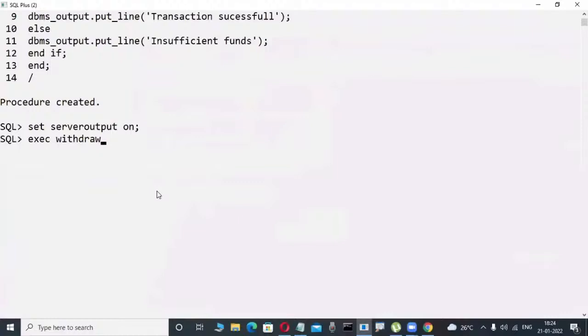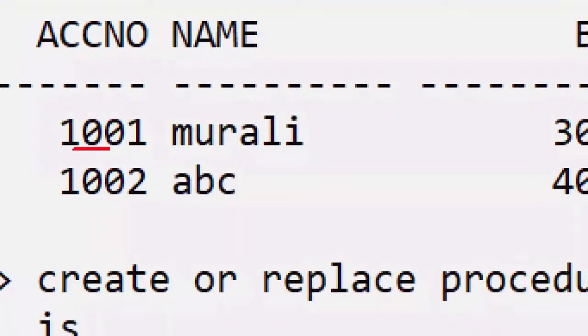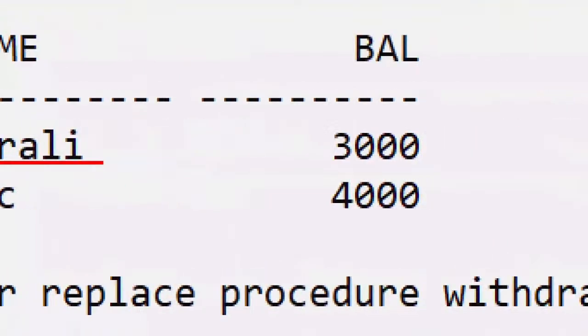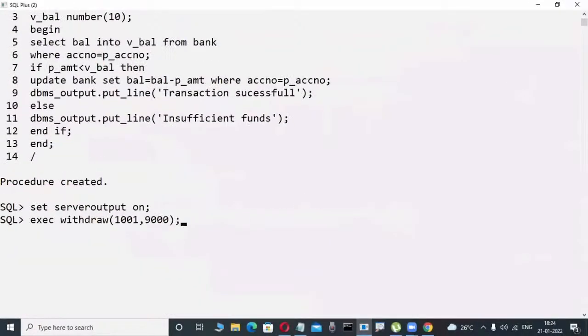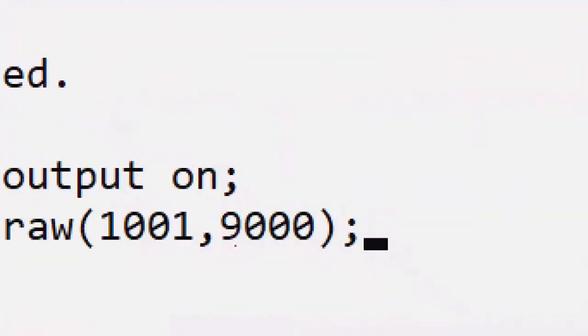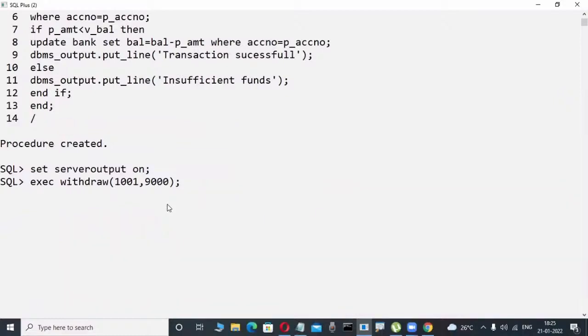Okay, fine. Here my account number 1001 I'm passing, comma, I try to withdraw 9,000 rupees, for example. Observe the scenario logically in this table: 1001 is my account number, Murali my name. My balance is how much? 3,000 is the current balance in my table. I try to withdraw 9,000 because I'm writing this program. Is it possible to withdraw 9,000?